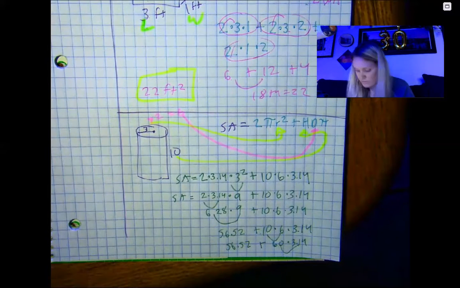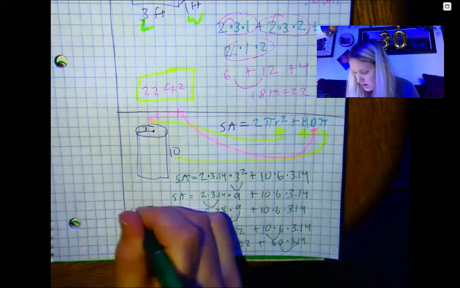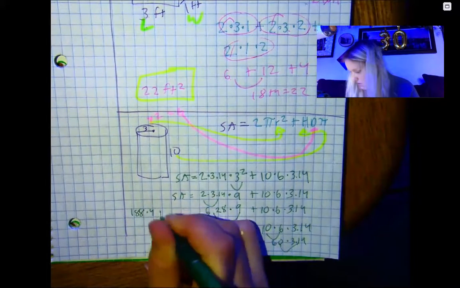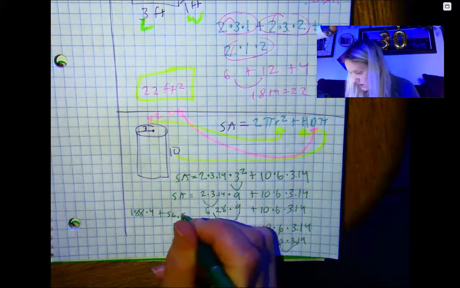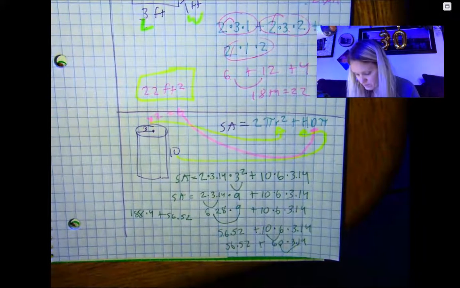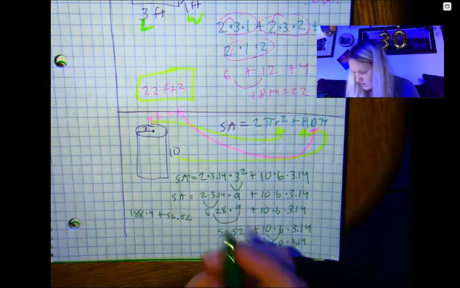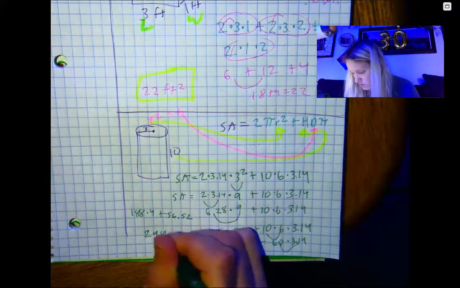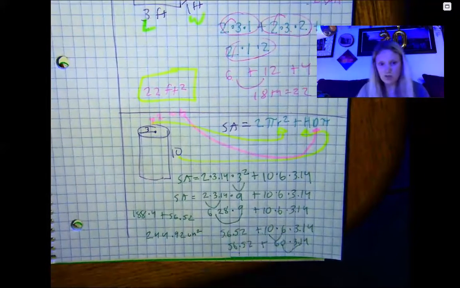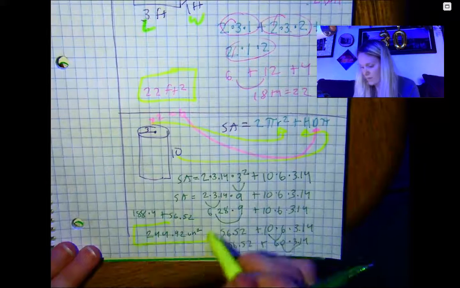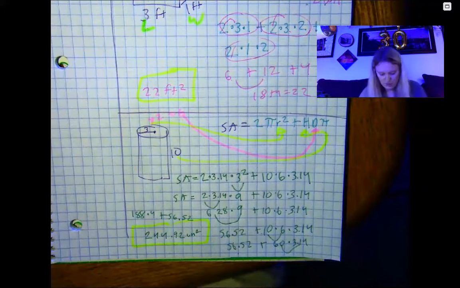So 60 times 3.14 is 188.4, plus, now I can add the 56.52, and I get 244.92. They don't give you units, units squared because we're in 2 dimensions. Okay, let's walk through that one again. That was a little tricky.